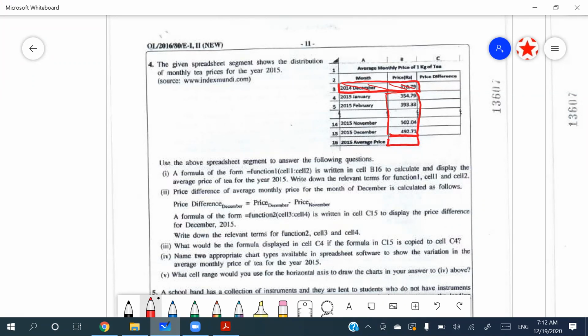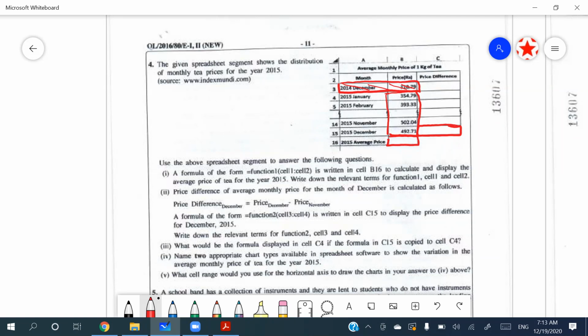A formula of the form equals function 2 cell 3 colon cell 4 is written in cell C15. C15 means somewhere around here. This is the C15. So cell C15 is to display the price difference for December 2015. Write down the relevant terms for function 2, cell 3 and cell 4. So this is anyway going to be a function, right? So you have to think. There is not very much to think about, but you have to be careful when you are writing this.